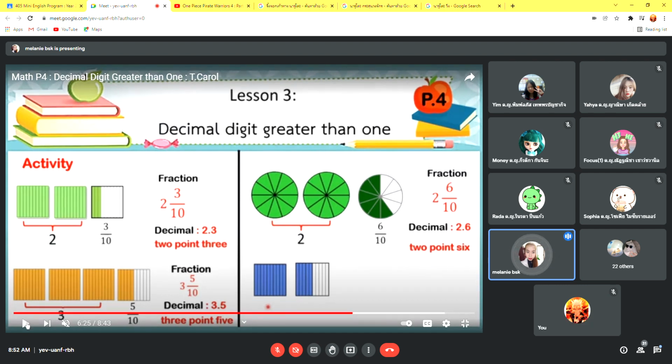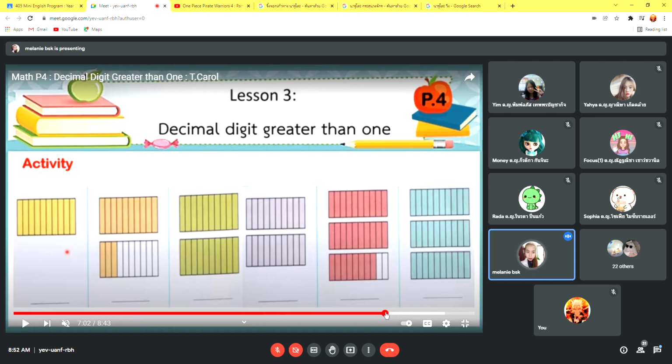Okay. Now we're going to move on, children. We're not going to use point. Okay, we're going to use 1 and 5/10. Okay. There you go. Okay. We're going to have some activity in here.